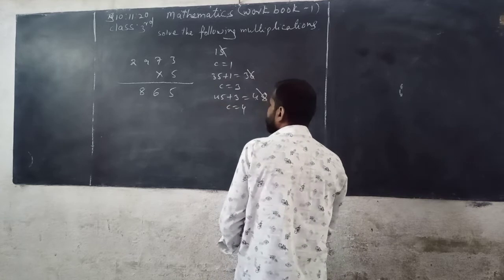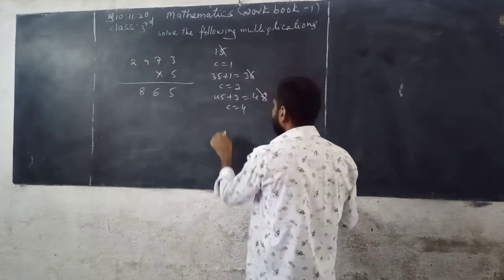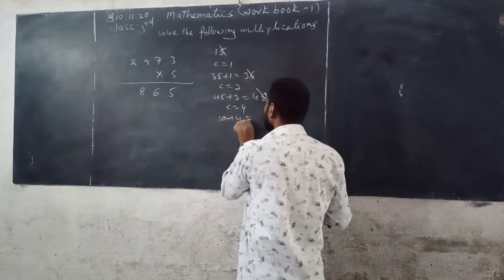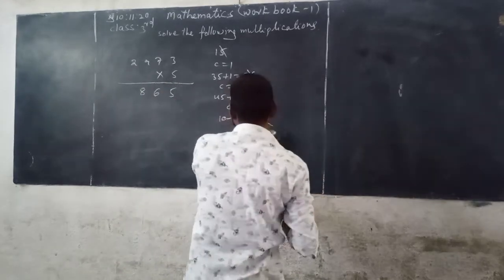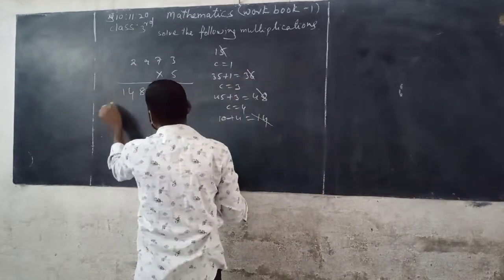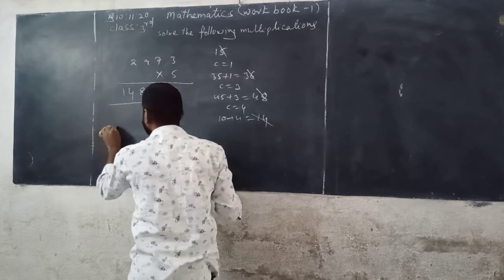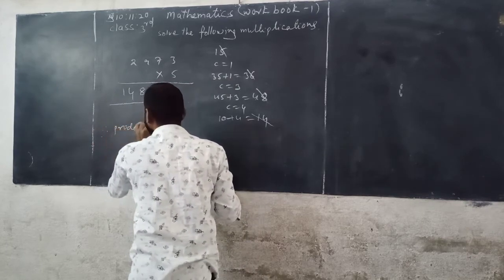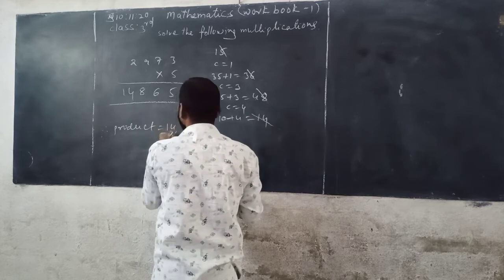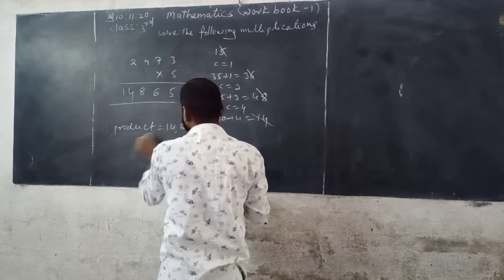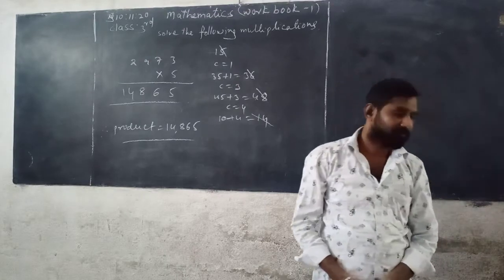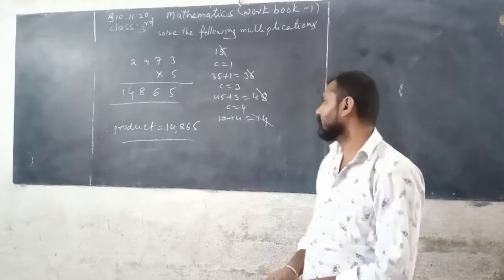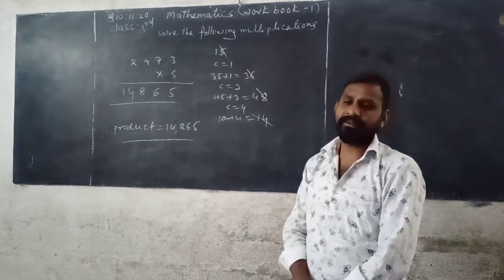Now next, 5 2s are 10. 4 is added to 10. You get 14. This is the last place of the given number, so you can write 14 total here. Now, therefore the product is equal to 14,865.